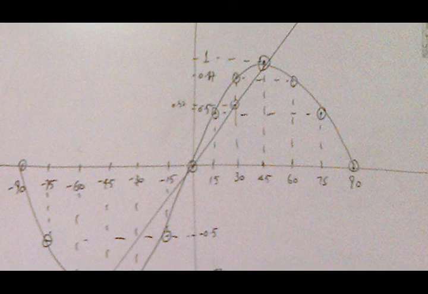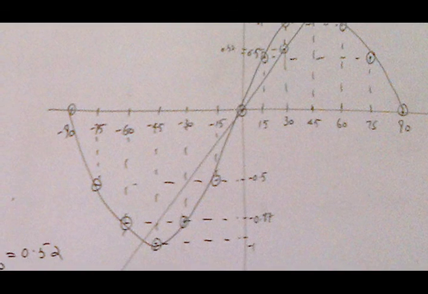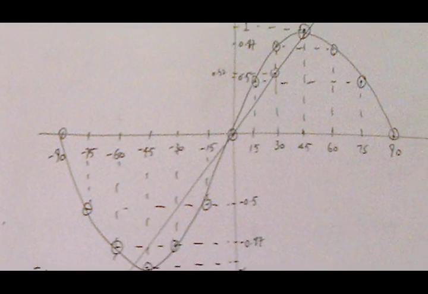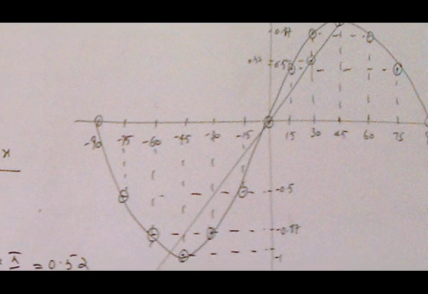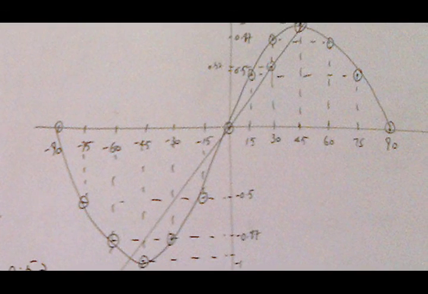and then we draw the graph of the straight line. At x equal to 0 it is 0, at x equal to 30 it is 0.52. We join these two points and it becomes a straight line. It cuts the graph at 3 points, and these points are its solution set.